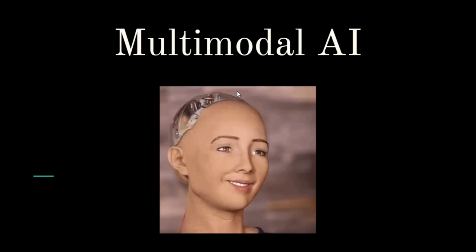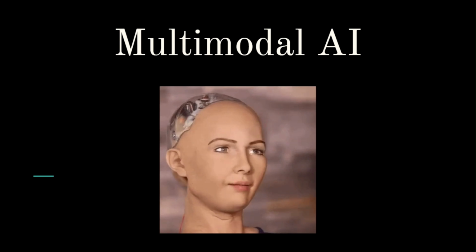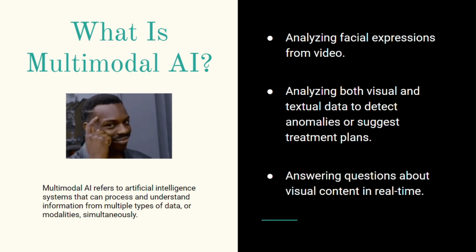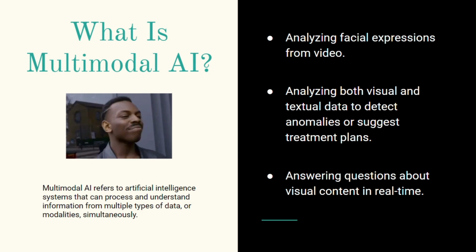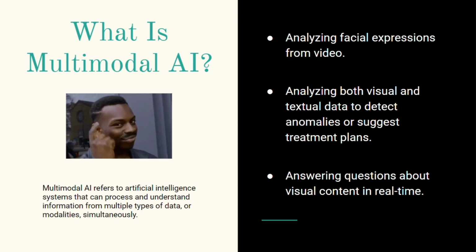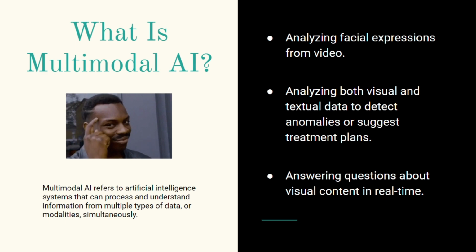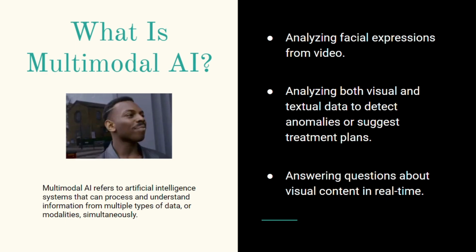So, the first type of AI that we're going to talk about is multimodal AI. Now, multimodal is basically the idea of having an AI system that's able to take in multiple different mediums of data: video, images, text, and so on. So the pure definition is multimodal AI refers to artificial intelligence systems that can process and understand information from multiple types of data or modalities simultaneously.